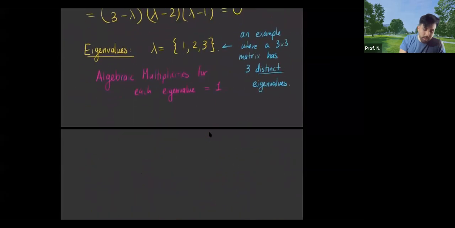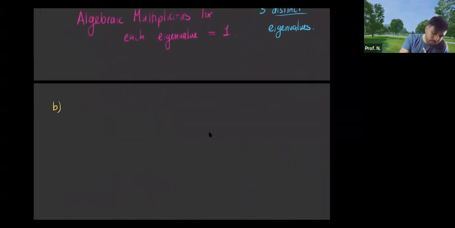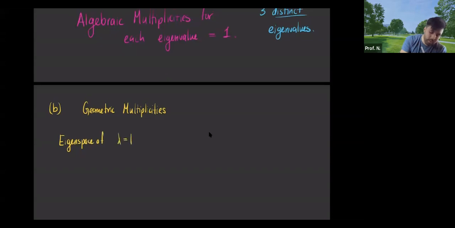So from here, what are the geometric multiplicities? To find the geometric multiplicities, we already know what the story is going to look like at the end. But for the completion of this example, the geometric multiplicity is related to the number of eigenvectors that exist for each eigenspace. So what's the first eigenspace? Let's look at the eigenspace of lambda equaling 1.